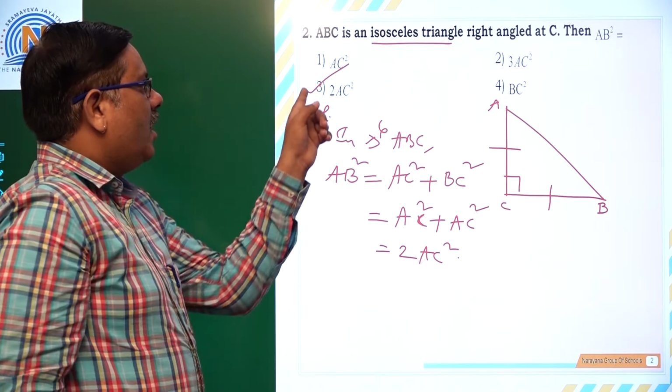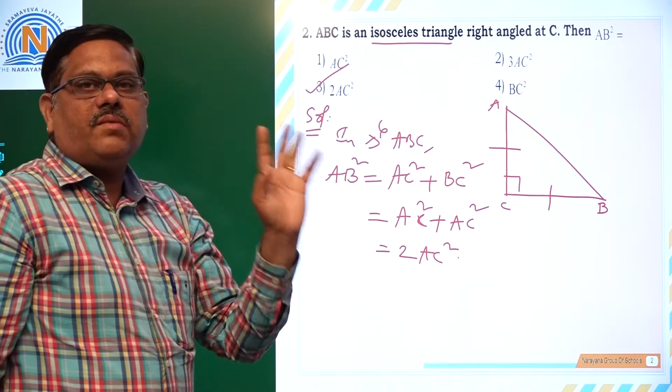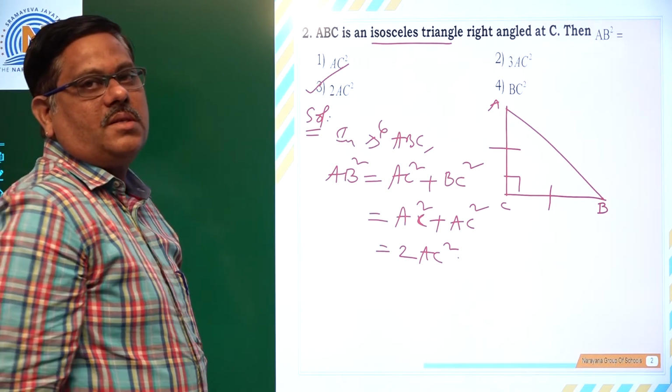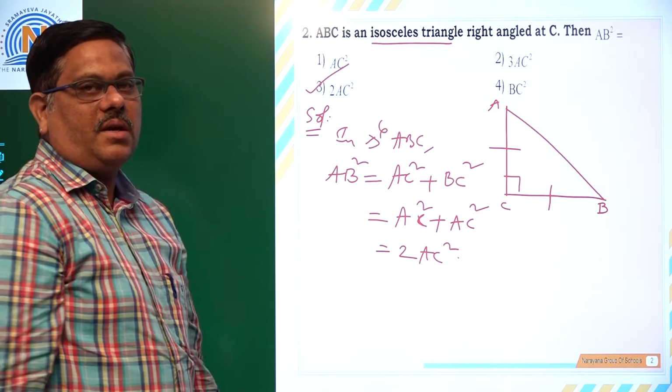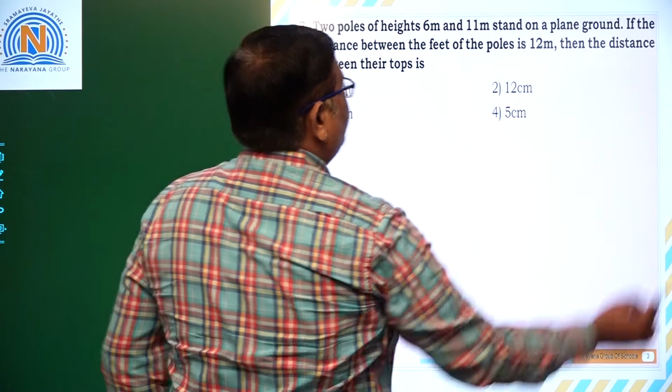Of course, if we had an option as 2BC square, that is also a right answer. But we have only BC square, so only the third option we are considering. Right? Let us take the next question.